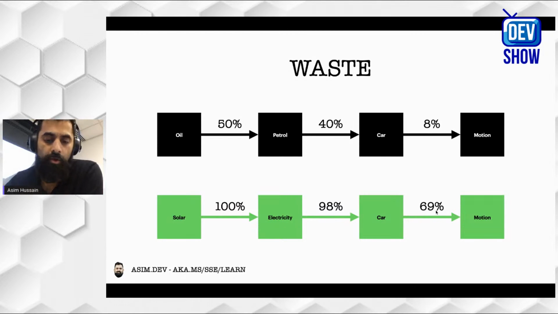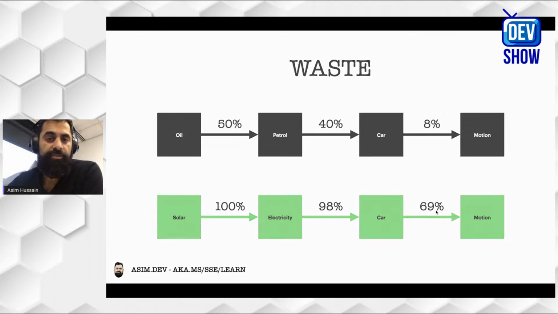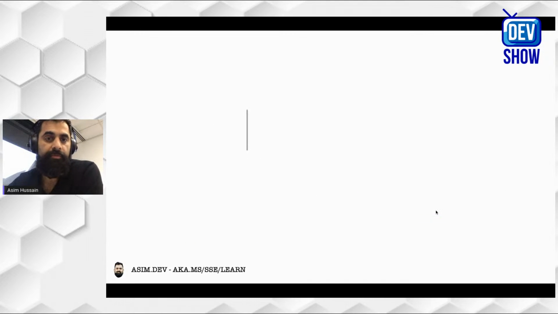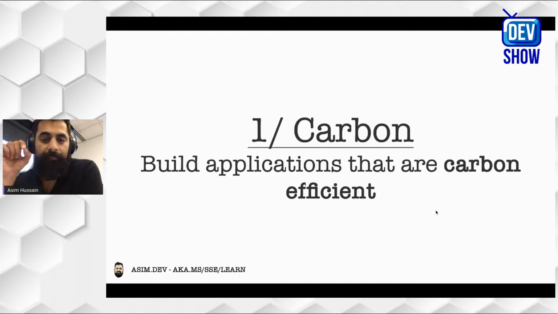So when we talk about being a sustainable software engineer, what we're really talking about is building applications that are carbon efficient. We accept that every application we build, everything that we do, is going to emit carbon, but our goal is to make sure that we are as efficient as possible with the carbon that is emitted.